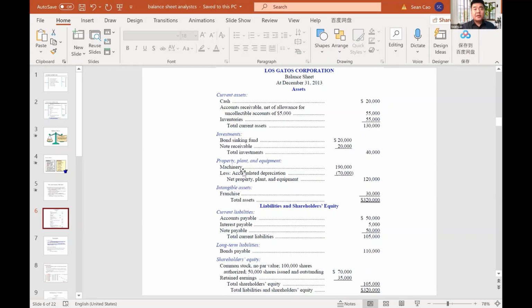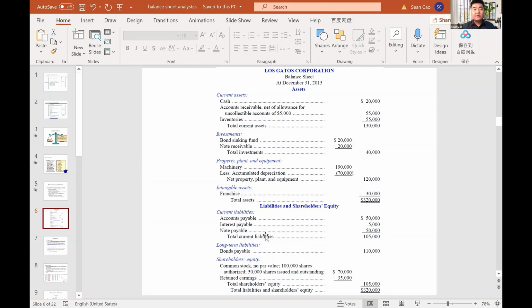And then you have the PP&E. PP&E is like machinery minus accumulated depreciation. And then you have intangibles. Not all intangibles are on a balance sheet, but some intangibles are on a balance sheet. So you add all this together, this is the value of total assets, right?